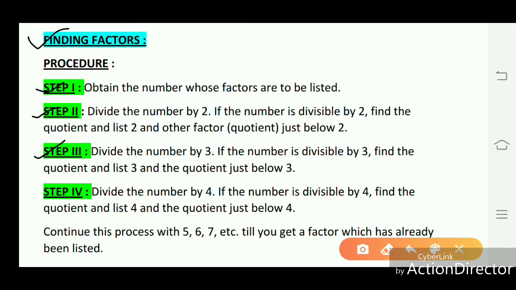Step 3. Divide the number by 3. If the number is divisible by 3, find the quotient and list 3 and the quotient just below 3. Step 4. Divide the number by 4. If the number is divisible by 4, find the quotient and list 4 and the quotient just below 4. Continue this process with 5, 6, 7, etc., till you get a factor which has already been listed.